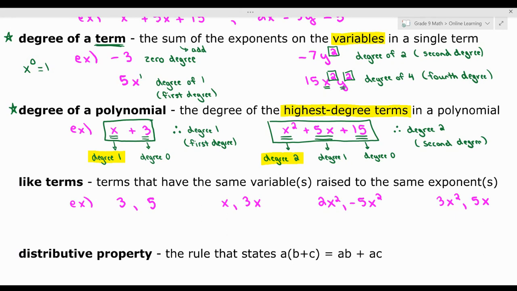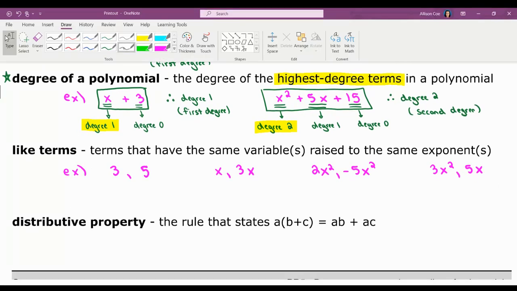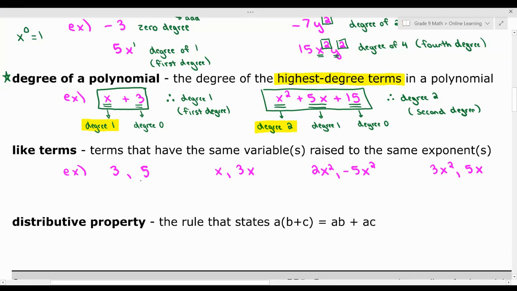All right, a couple more things. We are also going to have to know what like terms are. So by definition, those are terms that have the same variable or variables, could have multiple, and they have to be raised to the same exponent or exponents. So there's a bunch of pairs I have here. All right, so you'll notice I have a 3 and a 5. Well, these are just constants, so they're considered like terms. So these are like.